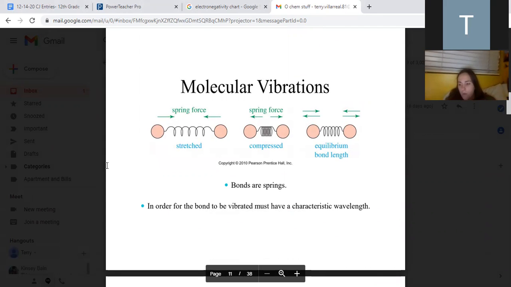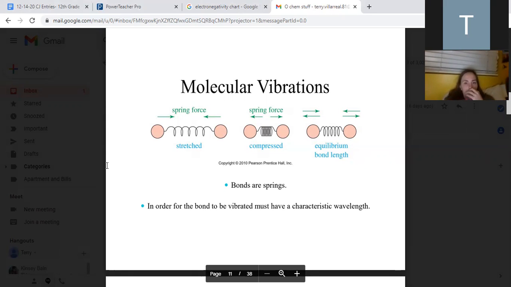You can imagine our atoms are two balls, and our bond is a spring between them. We have this at their normal bond length, and then they stretch and compress. This is our quick representation. If we put energy in them, we can cause our bonds to expand and contract. We think about equilibrium bond length, the ideal bond length for atoms.